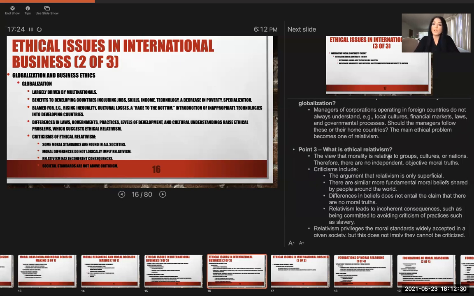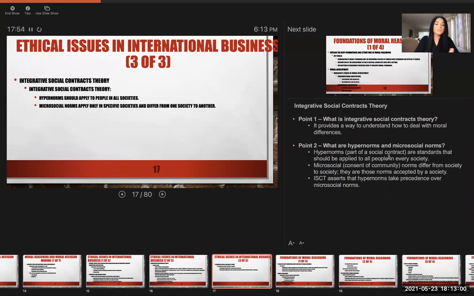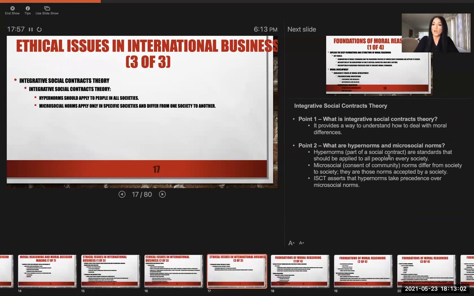So the criticisms include the argument that relativism is only superficial, similar to more fundamental moral beliefs shared by people around the world; differences in beliefs do not entail the claim that there are no moral truths. Relativism leads to incoherent consequences, such as being committed to avoiding criticism of practices such as slavery. Relativism privileges the moral standards widely accepted in a given society, but this does not imply that they cannot be criticized. Now, let's look at the integrative social contracts theory.